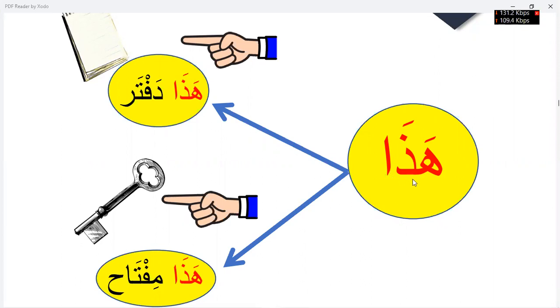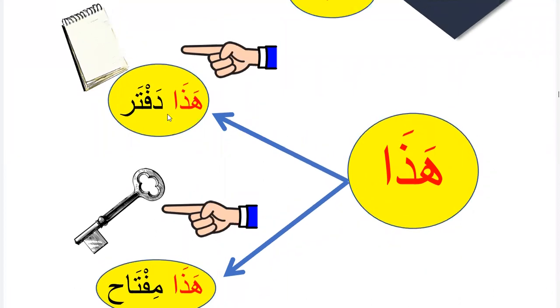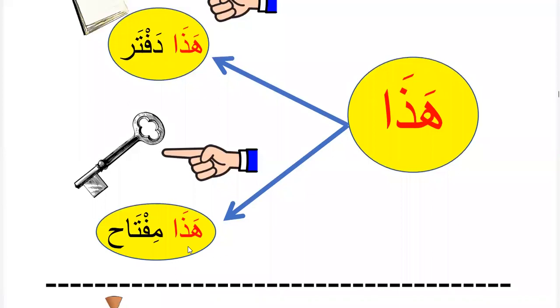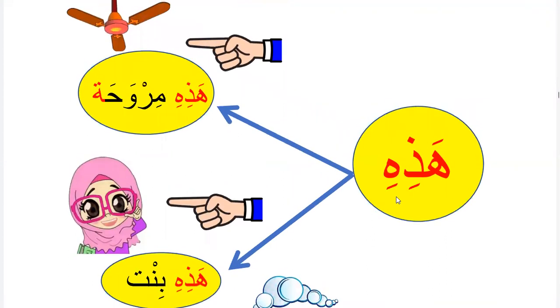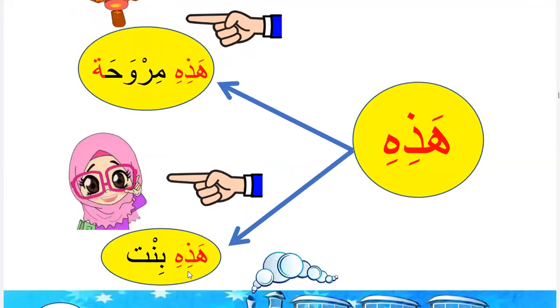Haza. This. Haza means this, for masculine words. Haza daftar. This is a notebook. Next. Haza miftah. This is a key. Hazihi, for feminine words. Hazihi mirwaha. This is a fan. Hazihi bint. This is a girl.